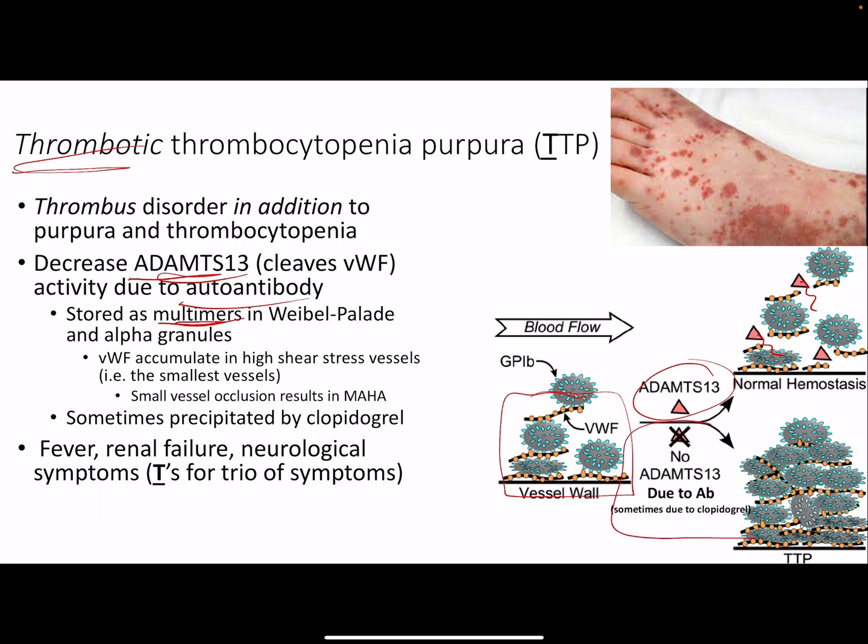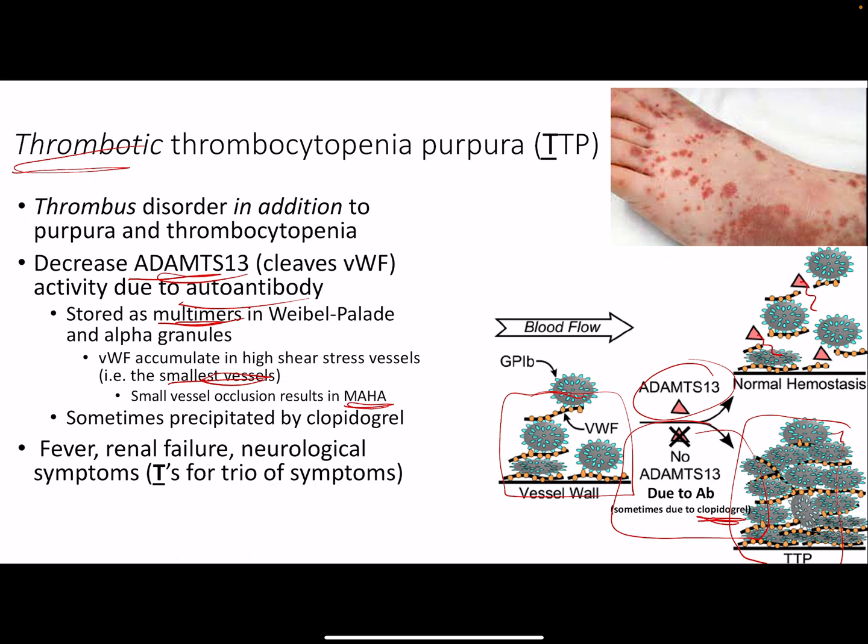However, if we have these antibodies, and sometimes the antibodies might be precipitated by clopidogrel, which is a medication we'll talk about soon, now we can't break it up, and we get this huge aggregation, and this is just a thrombus. These thrombi are going to be in small vessels. This is a syndrome called MAHA, which we'll talk about in the next slide.